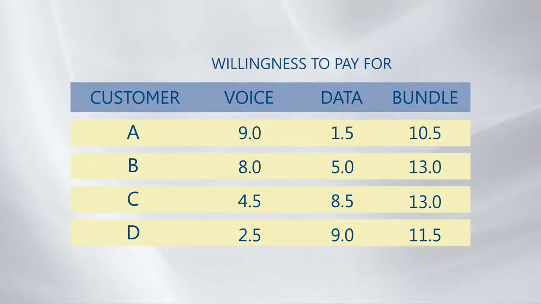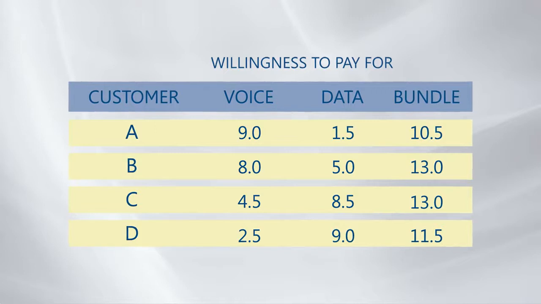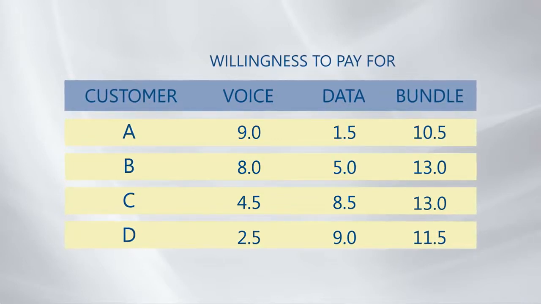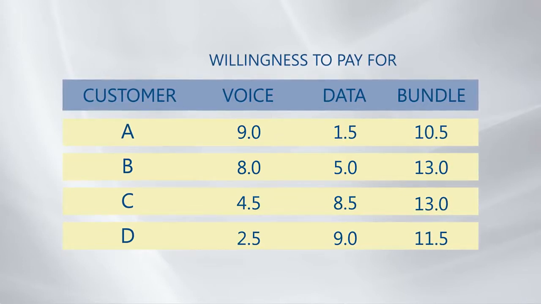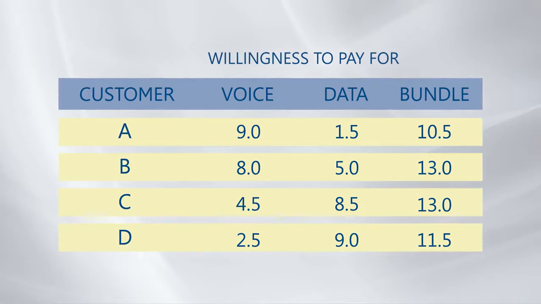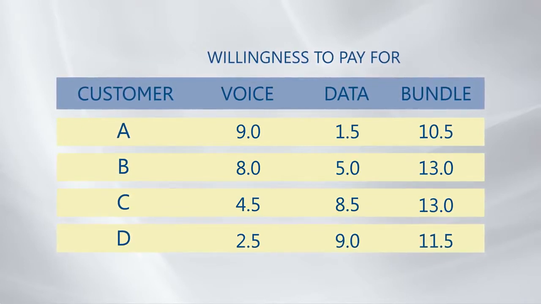The first step is, what is the willingness to pay for the bundles for all 4 different customers? What we simply do is we sum up the willingness to pay for the voice and for the data plan. Let's look at a very simple example of customer A. We have the willingness to pay of $9 plus the willingness to pay of $1.50 for the data plan. So the resulting willingness to pay for the bundle would be $10.50. And we can do very much the same for the remaining 3 customers.